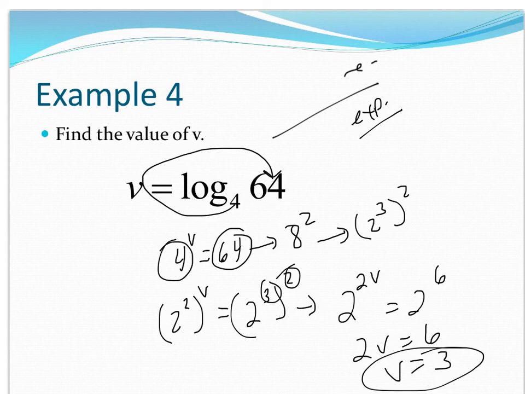Some of us might know that v is equal to 3 by looking at it, and that's fine, but if we had to break it down and have some sort of process to go through to find that number, that's what we would come up with.